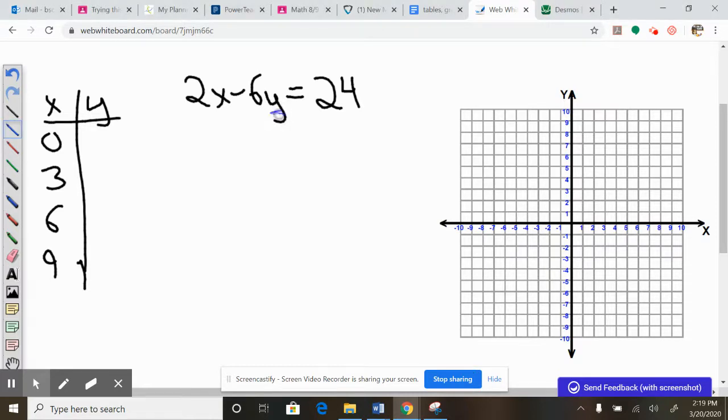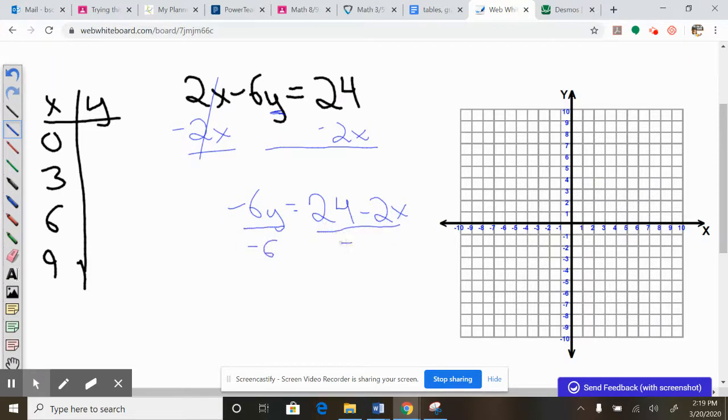I need y alone. I'm going to start out, subtract 2x on both sides. That is going to give me negative 6y equals 24 minus 2x. Now y is still not alone. There's this negative 6 with it. So I need to divide this side by negative 6 and divide this whole side by negative 6. These negative 6's cancel and I just have y.